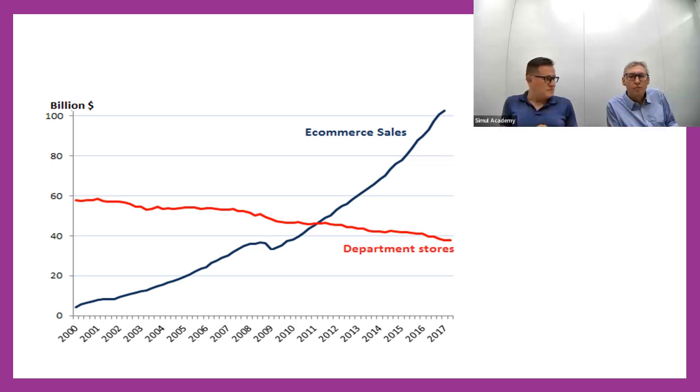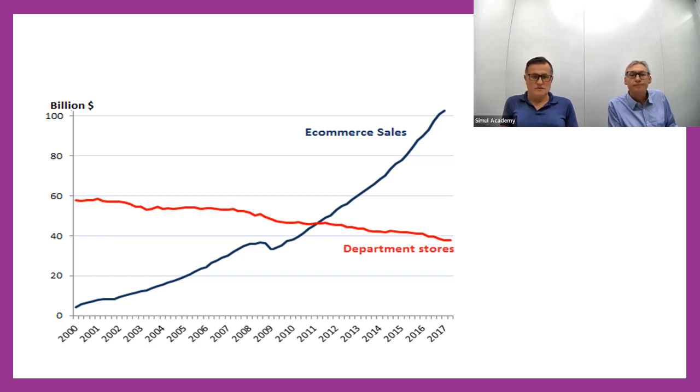All right, Mark. So basically, this is looking at two trends, one for e-commerce sales and the other for department stores. And as you can see, on the vertical axis, it tells you how many billions of dollars, and on the horizontal axis, it shows you the year. So as you can see, round about 2011, e-commerce sales overtook department store sales, and e-commerce sales continue to rise, and department stores are slowly declining.